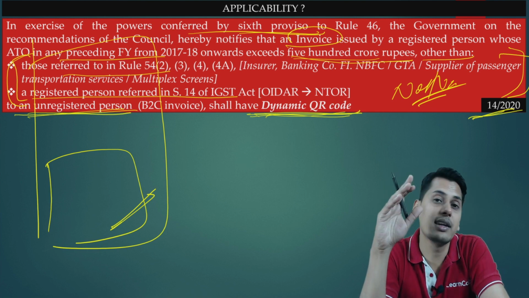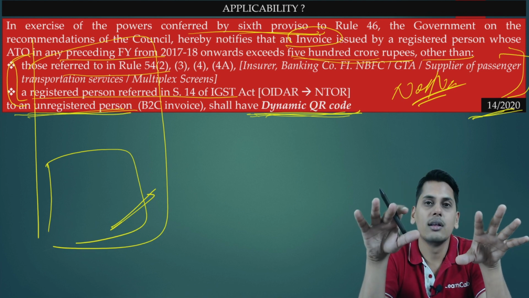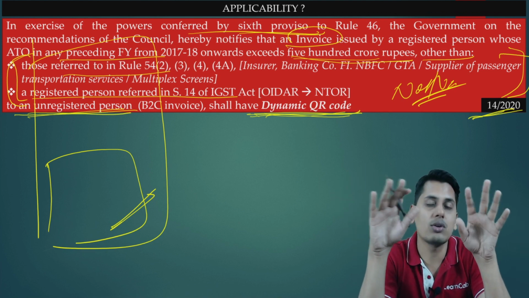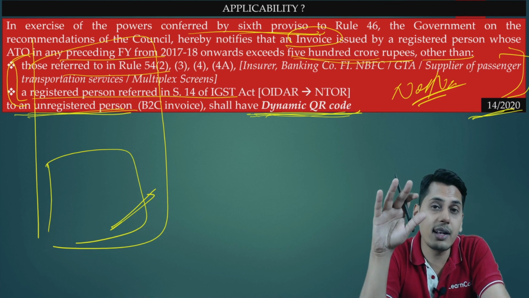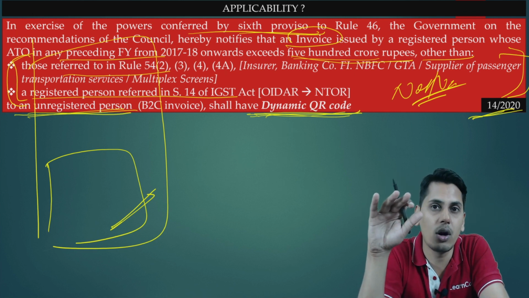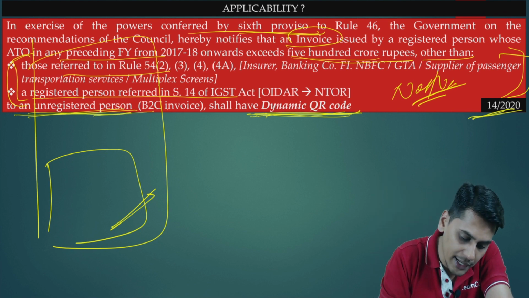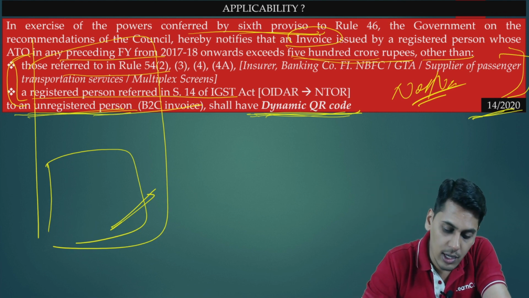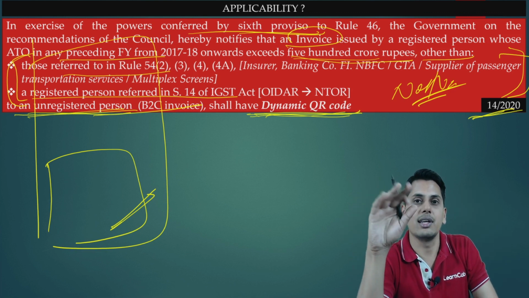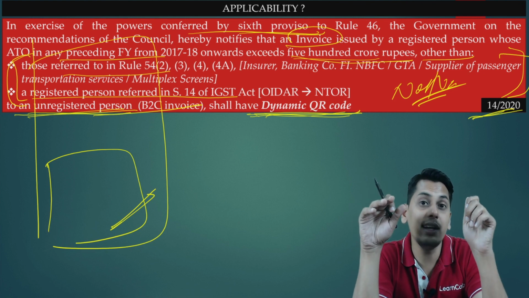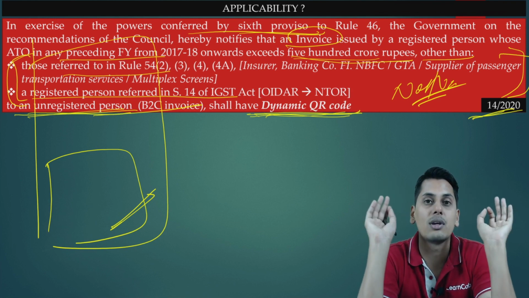All suppliers whose aggregate turnover in any preceding financial year exceeds 500 crore rupees, other than the specified suppliers and also other than OIDAR. Other than these registered persons, any registered person whose aggregate turnover in any preceding financial year from 17-18 onwards exceeds 500 crore rupees, the invoice issued by them for B2C supplies should have a dynamic QR code, which means the QR code should be unique to each invoice, wherein the buyer can straight away scan it, the details of the invoice and the amount would come, and he just needs to transfer the amount.